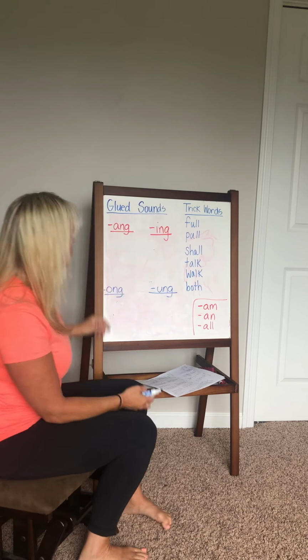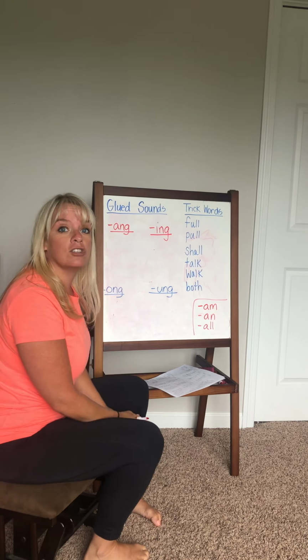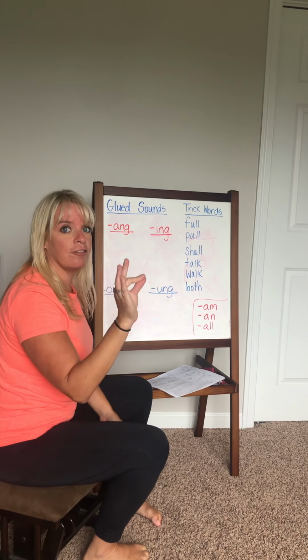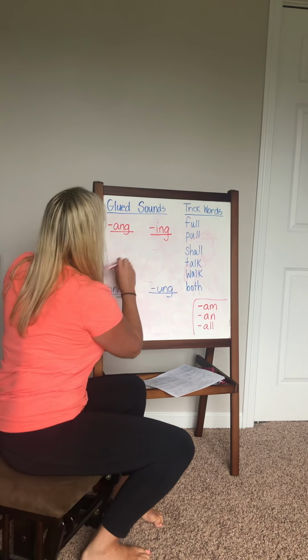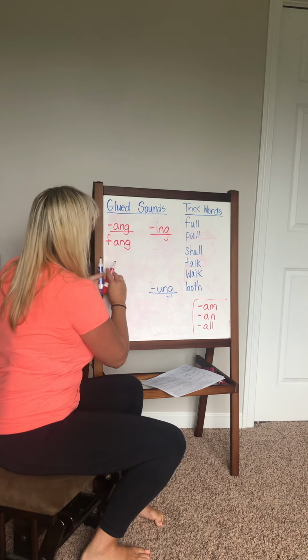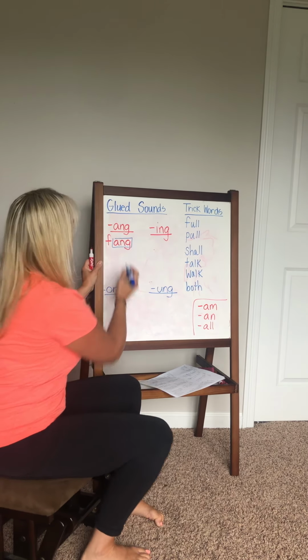All right, so the first one, we say A-N-G, fang, ang. That's gonna be part of our drill. Like your fang is one of your teeth. So let's tap it out. Ang. So we're gonna write ang. Ang is a glued sound, so I'm going to box it.